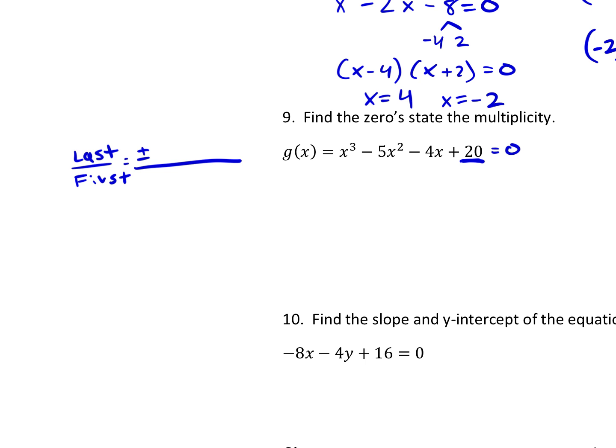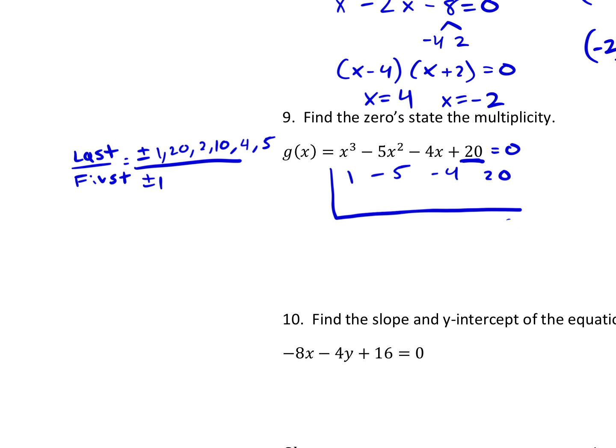So factors of our last would be 1 and 20, 2 and 10, 4 and 5. That's it. Over factors of the first would just be plus or minus 1. When we do last over first, we're going to do synthetic division. Our goal is to get the remainder to be 0. If the remainder is 0, that means that what we divided by is going to be one of our zeros, or one of our solutions of our polynomial, of our function there. So let's do synthetic division. Inside the box, we have 1, negative 5, negative 4, and 20.